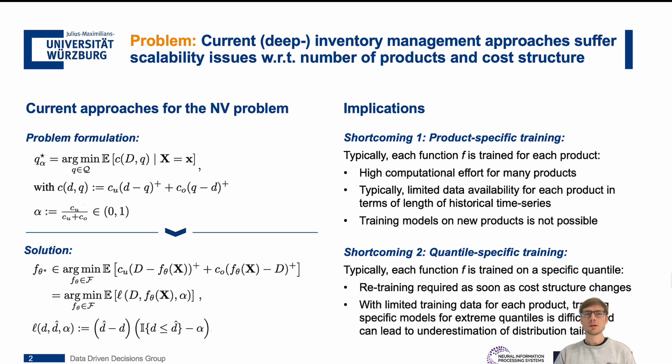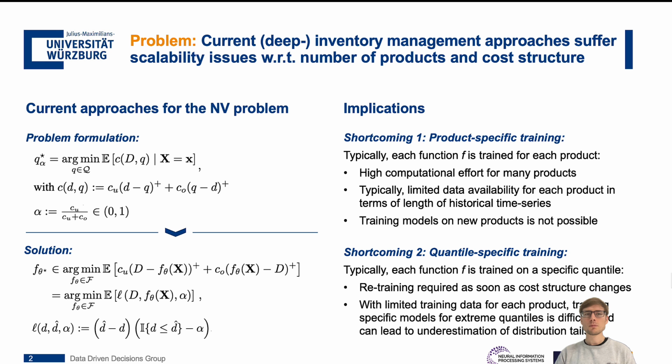In the newsvendor problem, you try to find an optimal order quantity Q, given that you have some features X and a cost structure C. The special property of the newsvendor problem is that if you order too much, you have a different cost than if you order too little. And this means that the newsvendor problem can be translated into a quantile regression problem where you look for the target quantile alpha.